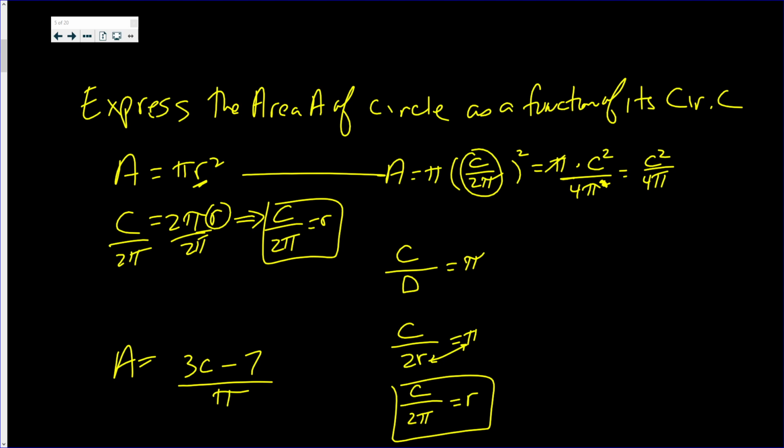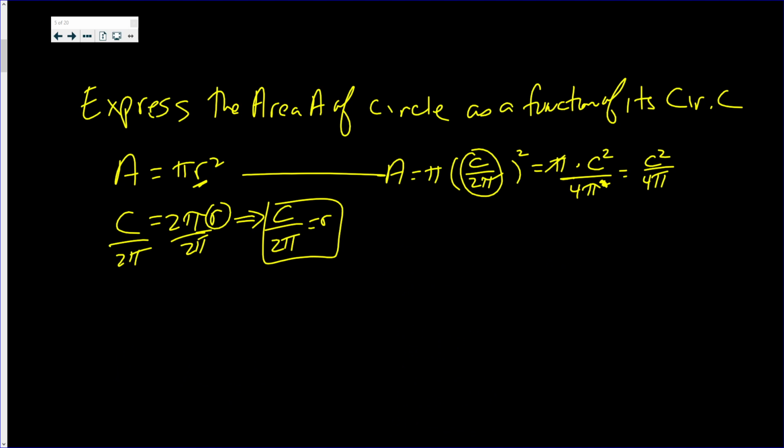Okay. You can always switch those two and you get C over pi is equal to d, which is 2r, and then just put the 2 back. However you get it, we have A as a function of the circumference. Let me just change the way I wrote A. A is only in terms of C.